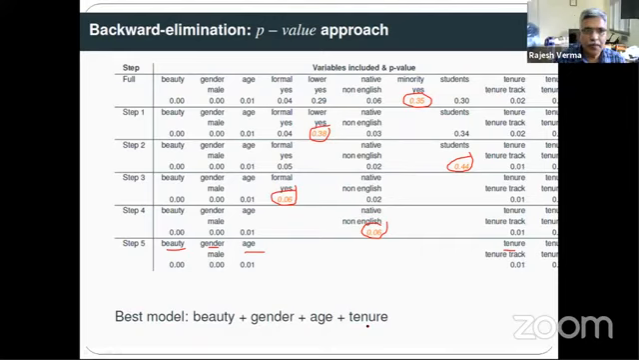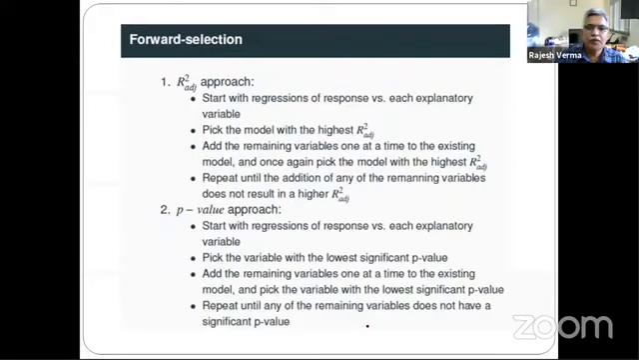This is the approach. Then there is the forward selection approach, in which we start with the regressions of response versus each explanatory variable. We pick the model with the highest adjusted R-square, add the remaining variables one at a time to the existing model, and once again pick the model with the highest adjusted R-square. And we repeat until the addition of any remaining variables does not result in higher adjusted R-square. When the adjusted R-square does not further increase, then we stop, and that is the best model.